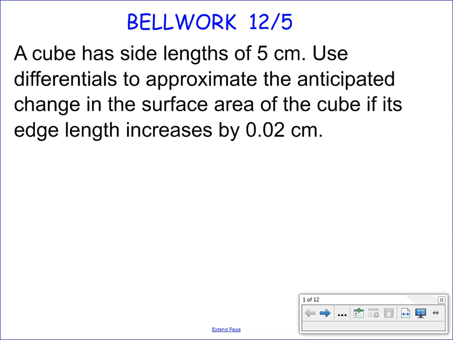And so, what are we going to approximate? We're going to approximate the change in the surface area, and that's why it's appropriate to use differentials here. Differentials give us an estimate of the small change that's anticipated in the function value based on a small change in the independent variable value. Firstly, though, we need our equation for surface area.